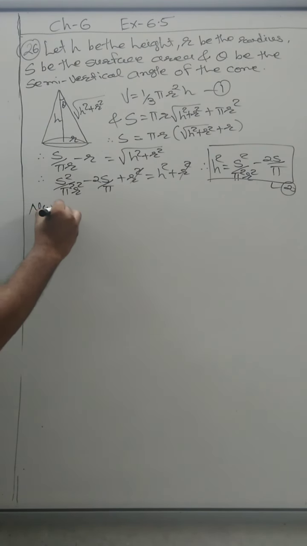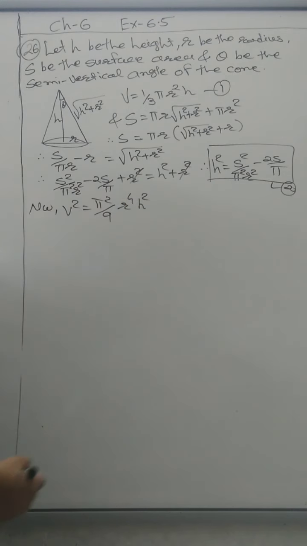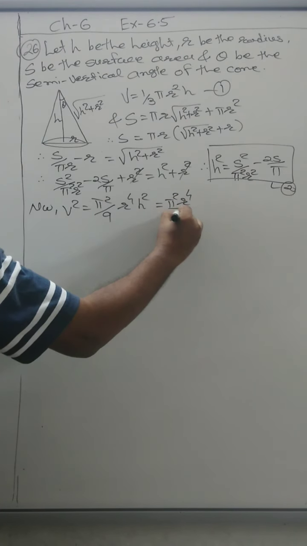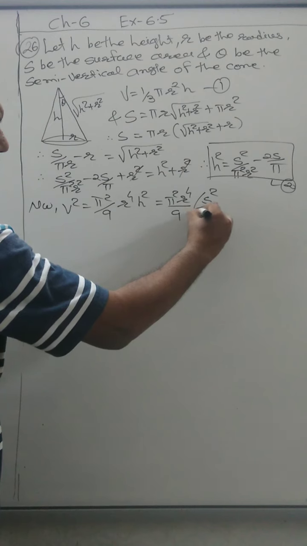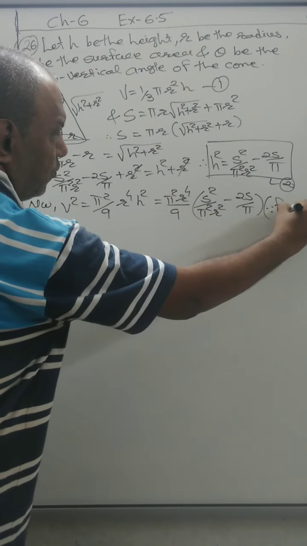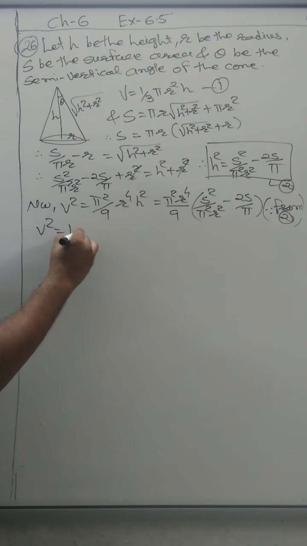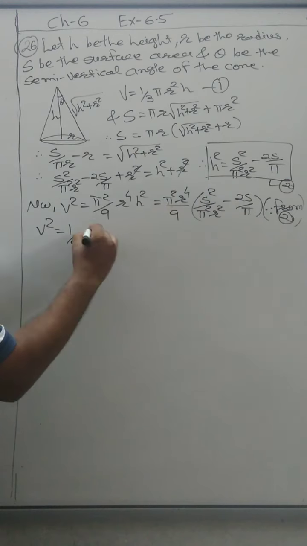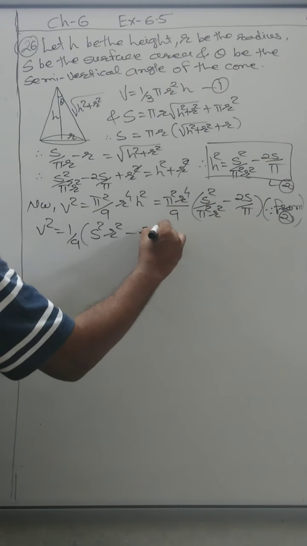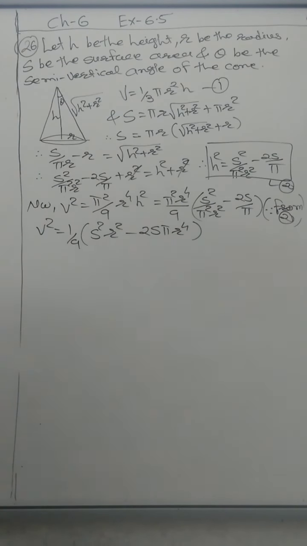Now we take the square of the volume equation. V square is pi square by 9 r raised to 4 times x square, and here we put the value of x square from equation 2. Now just simplify: v square equals 1 by 9 pi square r raised to 4 multiplied with the bracket s square upon pi square r square minus 2s upon pi, which gives 1 by 9 times s square r square minus 2 s pi r raised to 4. Okay, this is our first equation.